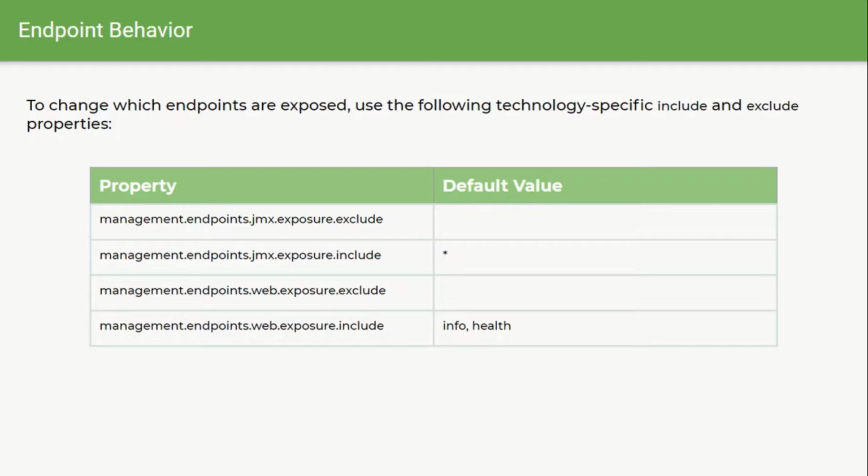Now, if I want to exclude all the endpoints, how can I do that? We can use the following properties to change the behavior. For example, we can include all the JMX endpoints by setting this property, JMX exposure include all. Or if you want to exclude all of them, you can use the above property, JMX exposure exclude. Similarly, the health and info endpoints are only available to web. So we can include more endpoints to web by using this property.